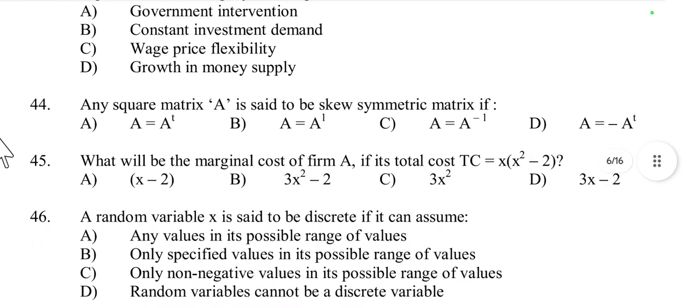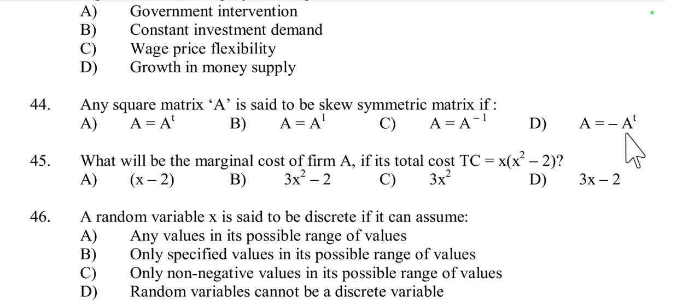Then question number 44. Any square matrix A is said to be a skew-symmetric matrix if... A square matrix is said to be symmetric when A is equal to A transpose, or A is equal to A dash, or A is equal to A inverse, or A is equal to minus A transpose. A square matrix A is said to be skew-symmetric if its transpose is equal to the negative of the matrix itself. So if the transpose is equal to the negative of the matrix, then this is called a skew-symmetric matrix.